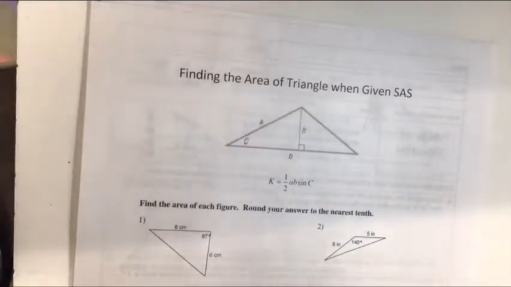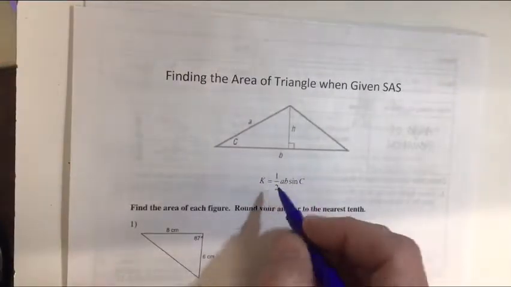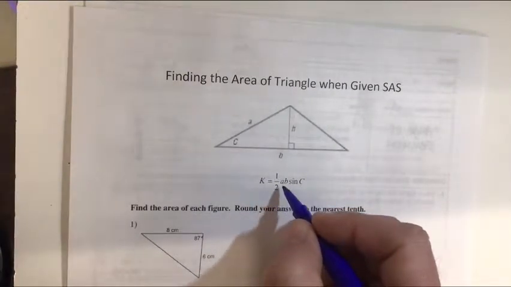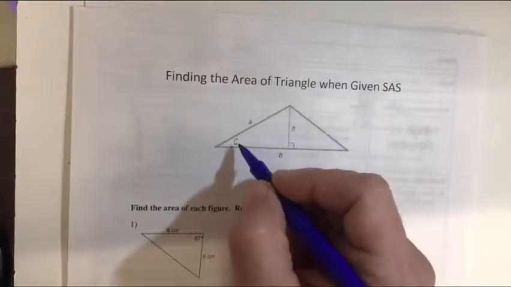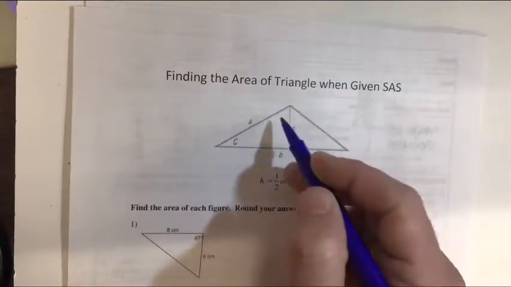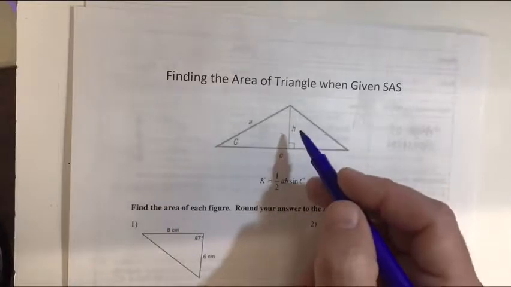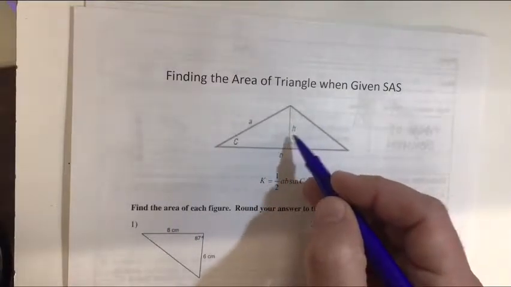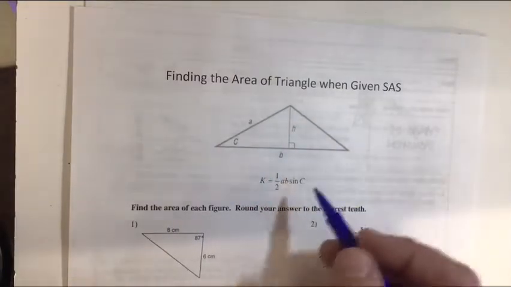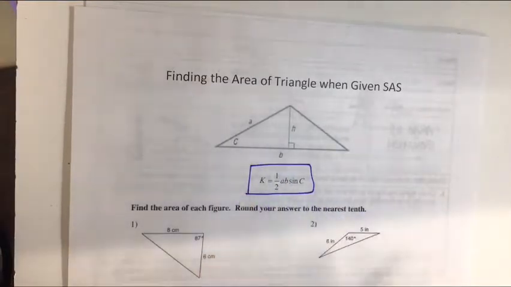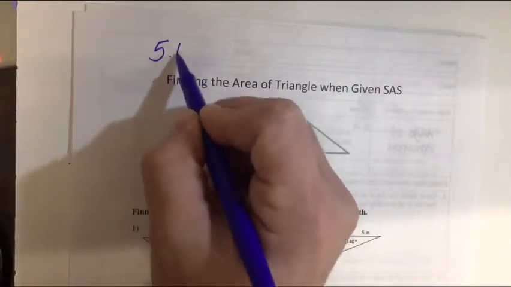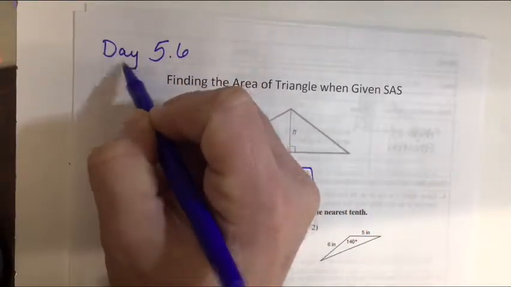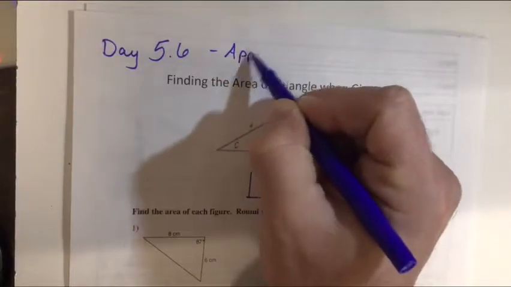And so what we notice here in this application is that the formula is 1/2 of one side times the other side times the sine ratio for the included angle. Okay, notice the angle C is always between, or the included angle, of the two given sides A and B in this case. Now, you'll notice that there's this H here. I don't need the H. It's not part of my formula. So we're just looking at this formula. Okay, and this is going to be lesson 5.6, or day 5.6. We're looking at applications.